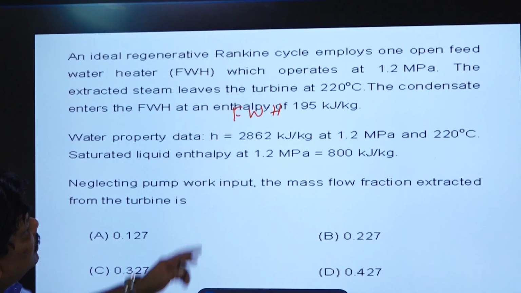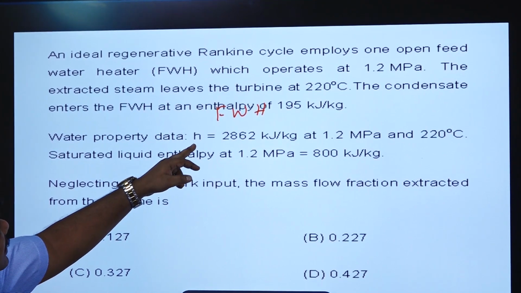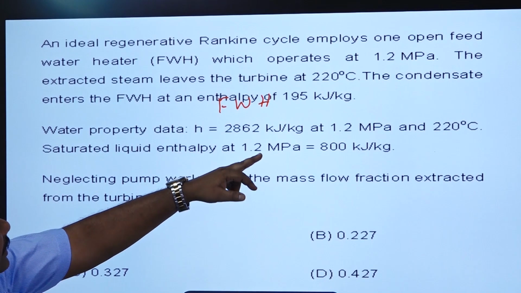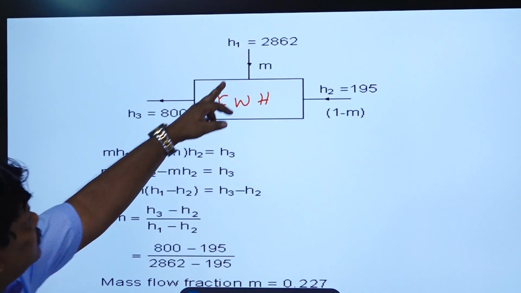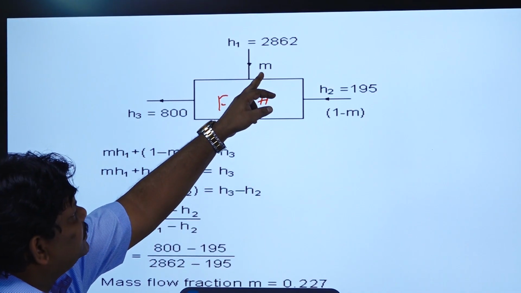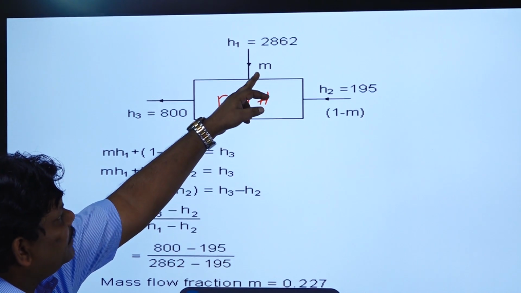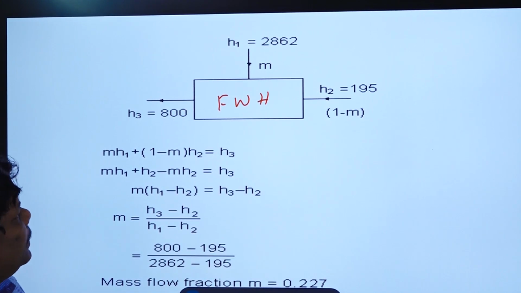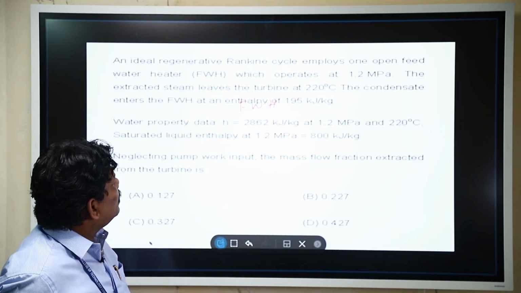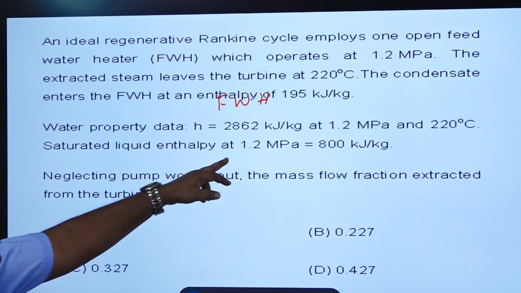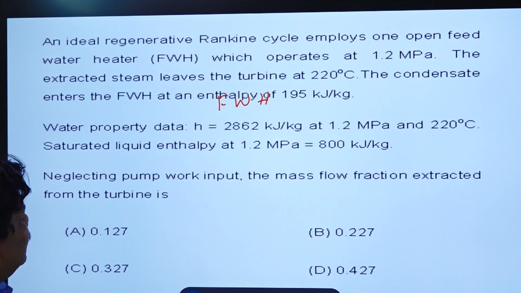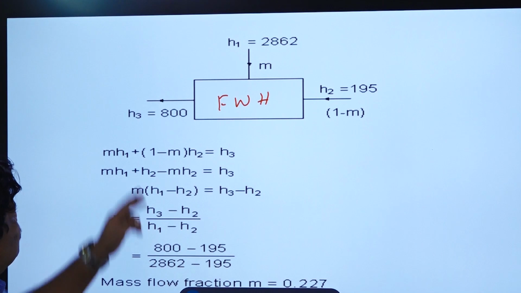Then the water property is given, that is 2862 kilojoule per kilogram at 1.2 megapascal and 220 degrees centigrade. So the value of H1 is given, 2862, and we don't know the mass. If this is m, then this will be 1 minus m. And the saturated liquid at 1.2 megapascal is equal to 800 kilojoule per kilogram. That is the value of H3, it is 800 kilojoule per kilogram.